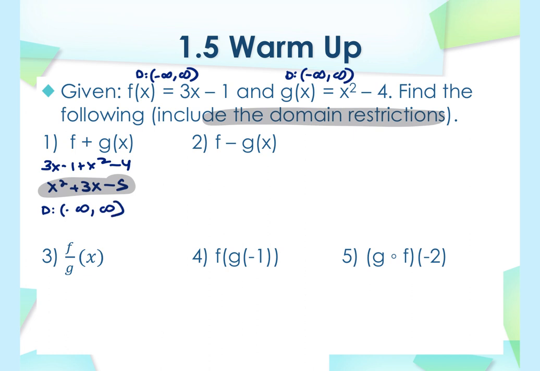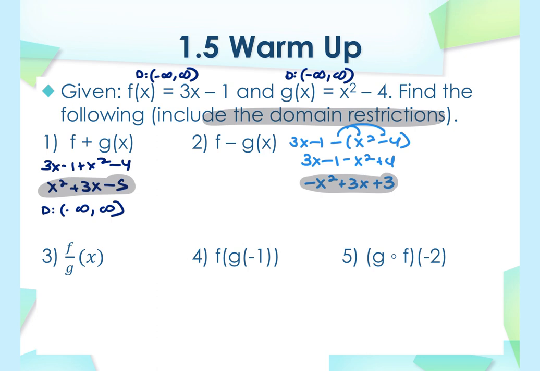Then I go to 2. I'm subtracting. So 3x minus 1 minus x squared minus 4. And that negative goes to both. So 3x minus 1 minus x squared plus 4. And I get negative x squared plus 3x plus 3. Checking that for new restrictions. Do they exist? No. So my domain is all real numbers again. Questions on that one?